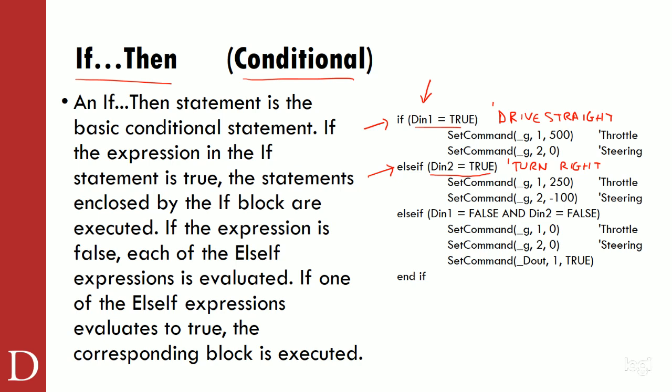Now I'm in this chunk of code. Now the question is, what if neither one of these are true? If digital input 1 is false, I skip this chunk of code and I go to the next one. If digital input 2 is false, I skip this chunk of code and I go to the next one. And I say else if digital input 1 is false and digital input 2 is false, set my throttle to 0 and set my steering to 0. Oh, and also set digital output 1 to true. Maybe this is an LED or something to tell me that the vehicle is now stopped. And then all of these are going to end up with an end if at the end.